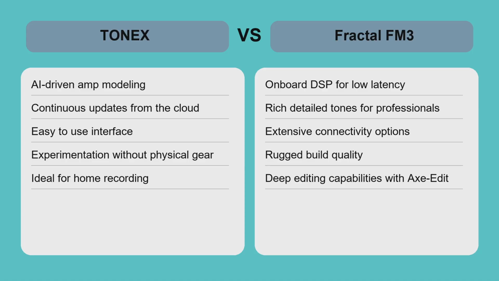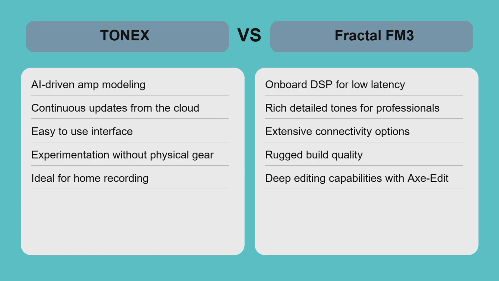In real-world use, TONEX shines for home recording or streaming, whereas FM3 stands out on stage and in professional studios. Choosing between them depends on whether you value cutting-edge AI access or dedicated hardware precision.